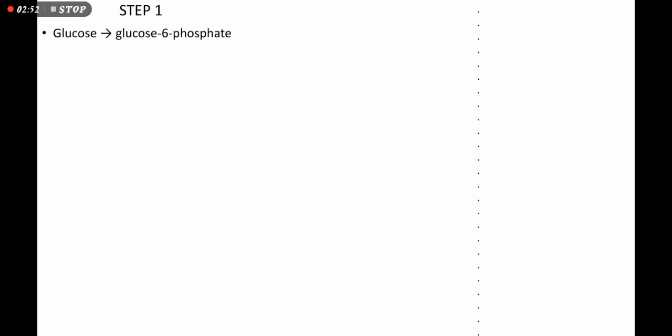Step 1 is conversion of glucose into glucose 6-phosphate. I write this reaction down here. Why does this reaction occur? The first step of glycolysis is to make sure that glucose that has entered the cell to undergo glycolysis does not go out of the cell again. To make sure of this, we phosphorylate the glucose to make it a polar and large molecule, so it cannot go through the membrane now. So now it is committed to undergo glycolysis.